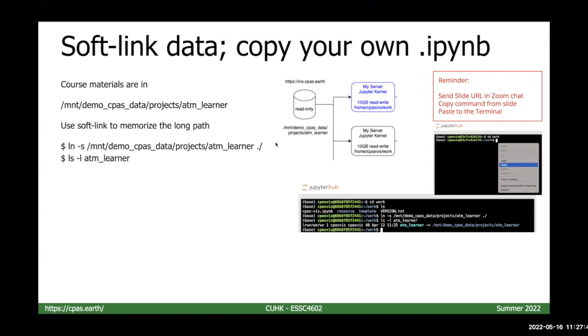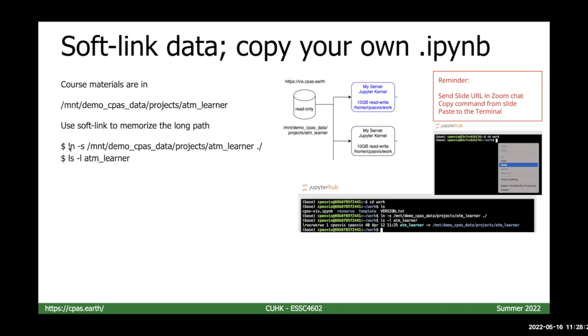Okay, here is the situation of your system. There is a mounted directory and a long path here, and you are using your server in the work directory. So we want to create a shortcut from the work directory to the long folder with shared data by creating a soft link in Linux.